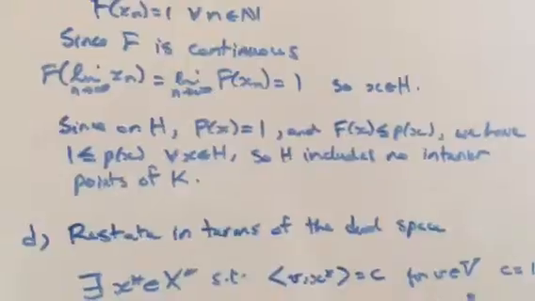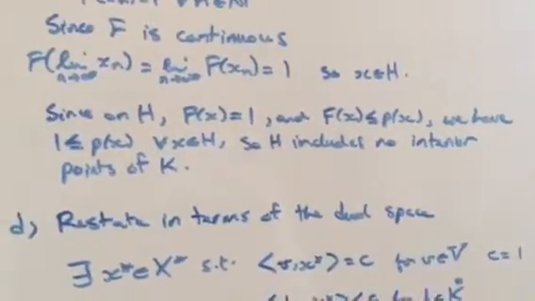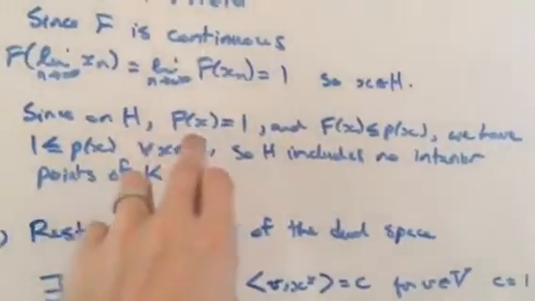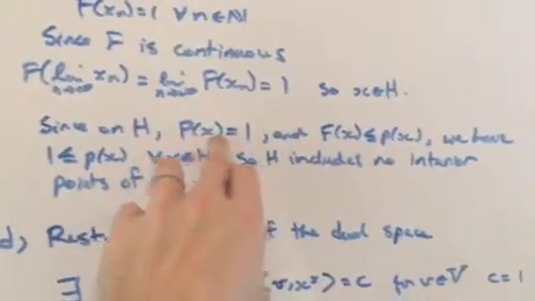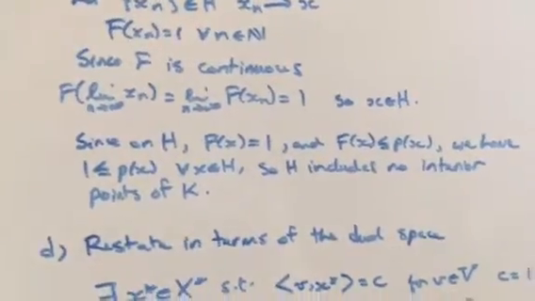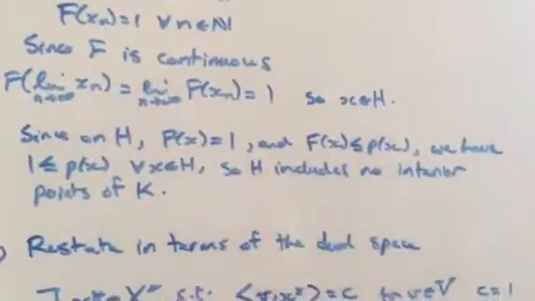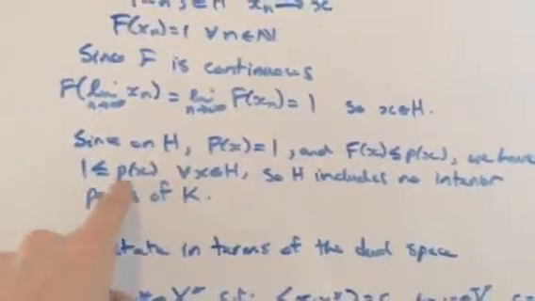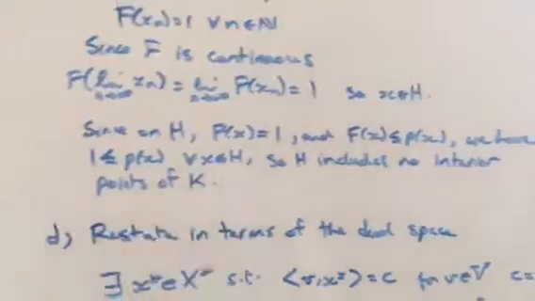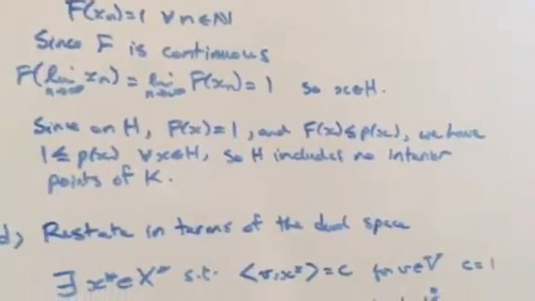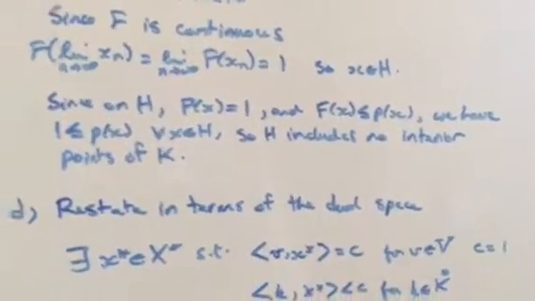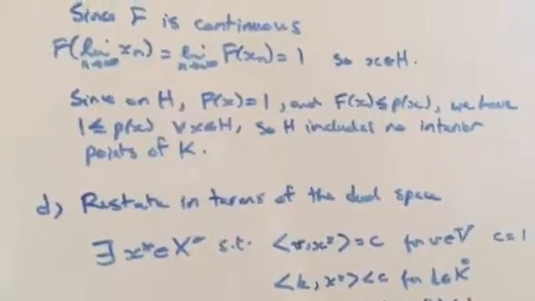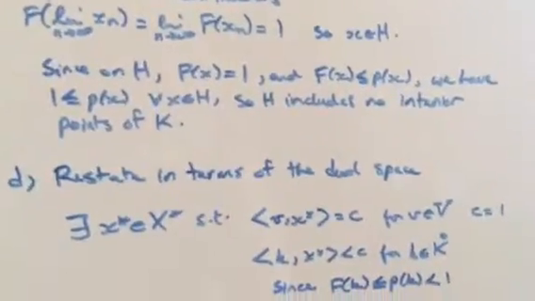And we also want to show that this H doesn't contain any interior points. Well, we know that for all the x that belong to H, we have F of x equal to 1. And we also know that F of x must be less than or equal to p of x. So this means that 1 is less than or equal to p of x for all of the x that are elements of H. And by the definition of the Minkowski functional, this means that H does not include any interior points of K.